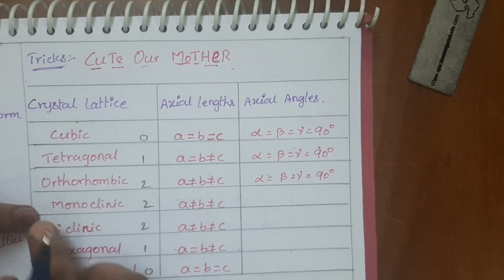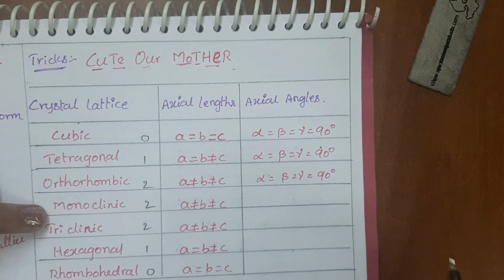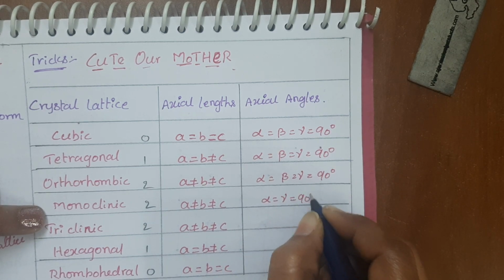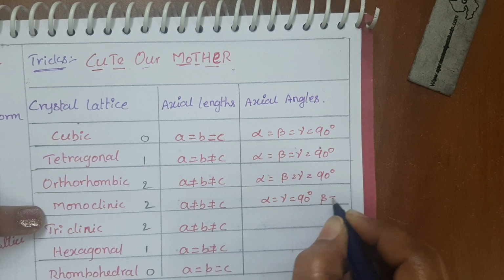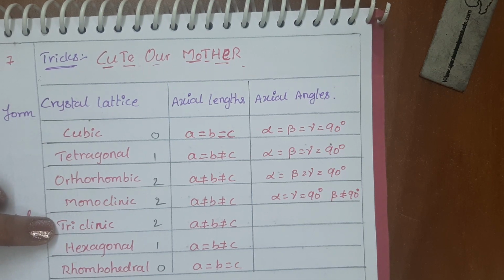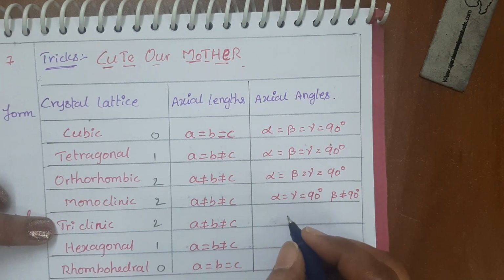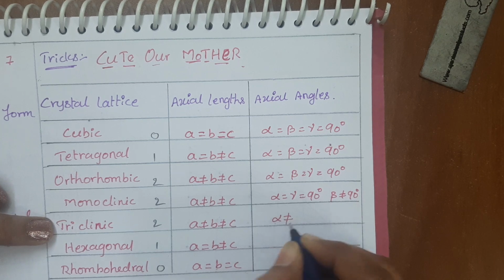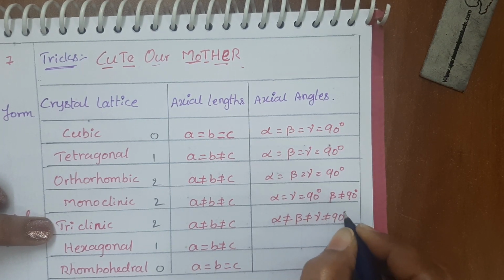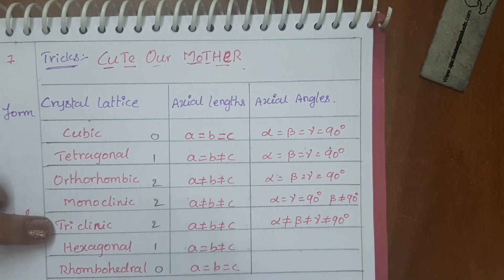For monoclinic, mono means single, that is one is unequal. What is that one? Alpha equals gamma equals 90 degrees and beta is not equal to 90 degrees. And triclinic, tri means 3. 3 are unequal. So alpha is not equal to, beta is not equal to, gamma is not equal to 90 degrees. All are unequal.